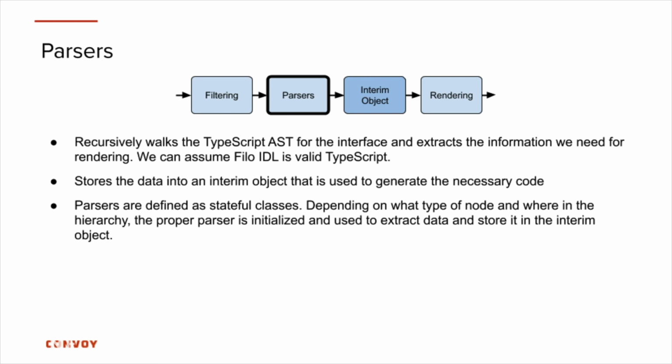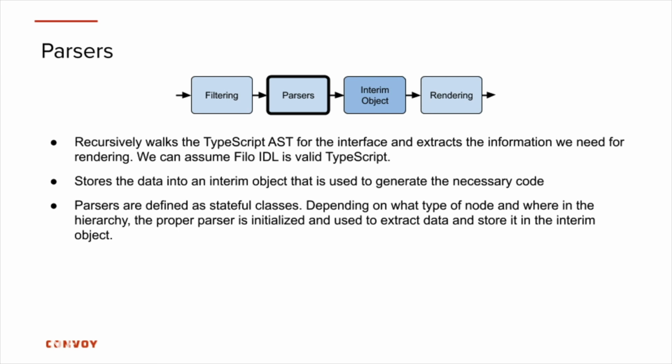The second stage is parsing. This does the main heavy lifting of breaking down our interface into the logic that we need to render. Basically, it recursively walks the TypeScript AST for the defined interface, and it extracts any information we need from that interface. It then takes that information and adds it to an interim object.